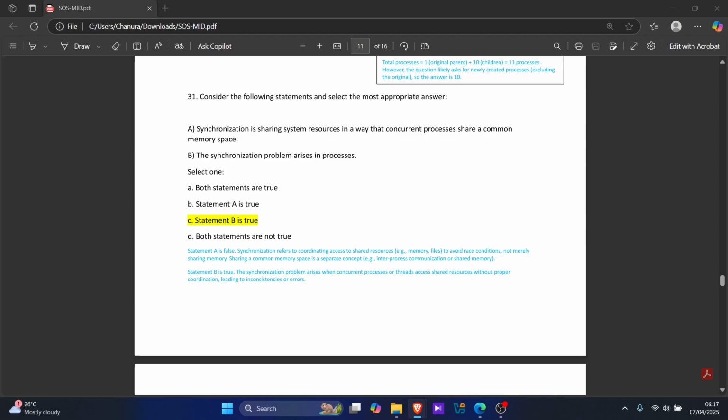The correct answer is C. Statement B is true. Explanation. Statement A is false. Synchronization refers to coordinating access to shared resources to prevent race conditions, not merely sharing a common memory space. Sharing memory is a separate concept. Synchronization ensures orderly access, not the act of sharing itself. Statement B is true. The synchronization problem arises when concurrent processes or threads access shared resources without proper coordination, leading to inconsistencies, errors, or race conditions. This is a fundamental challenge in concurrent systems.